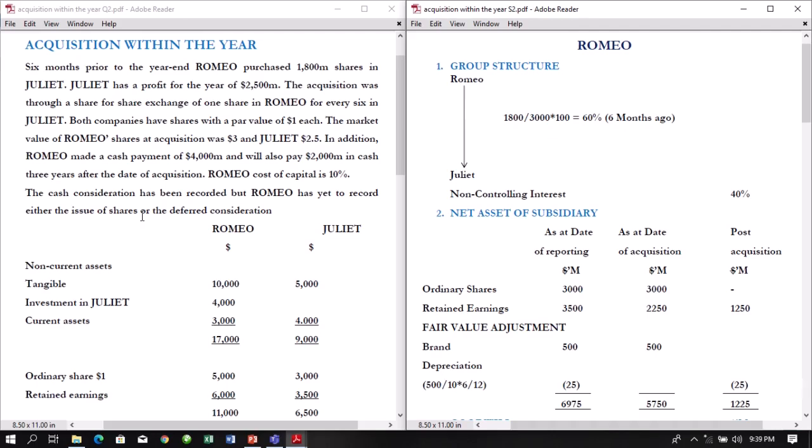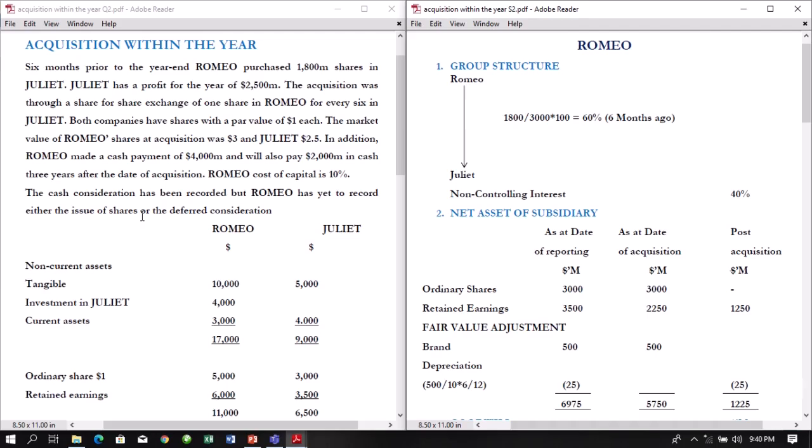3 years after the date of acquisition, Romeo's cost of capital is 10%. The cash consideration has been recorded, but Romeo has yet to record either the issue of shares or the deferred consideration. So actually, before I continue reading this question, let me do a proper analysis of the first paragraph. The question says that we purchased 1,800 million of the equity shares of Juliet. Now, Juliet is our subsidiary here, though I can't confirm yet that Juliet is a subsidiary until I confirm that Romeo owns more than 50% of the equity shares of the company.